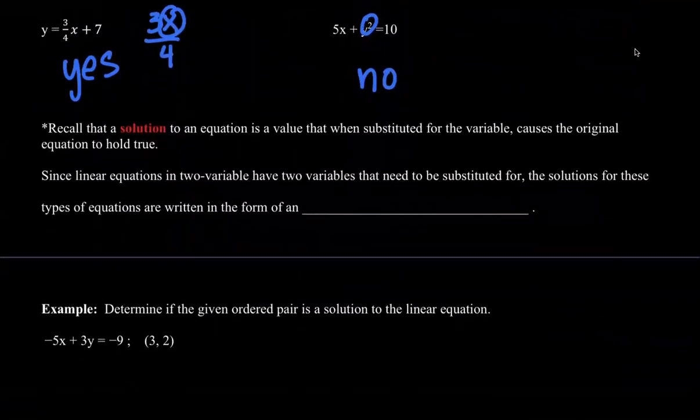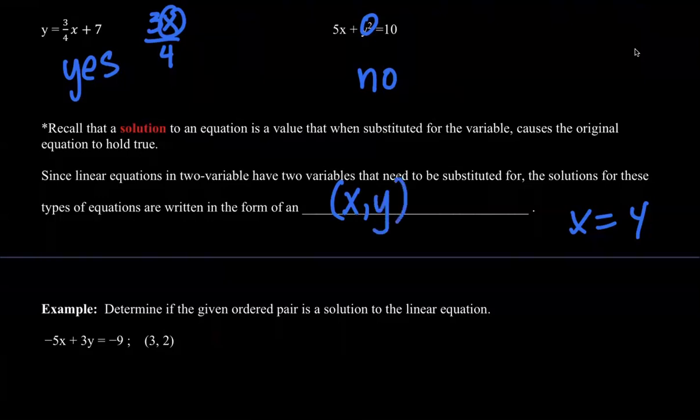Recall that a solution to an equation is a value that when we substitute it in for the variable, it makes a true statement. Since linear equations in two variables have two variables that need to be satisfied, our solutions are no longer going to look like that. They're now going to look like this. We're going to have two numbers as part of our solutions.